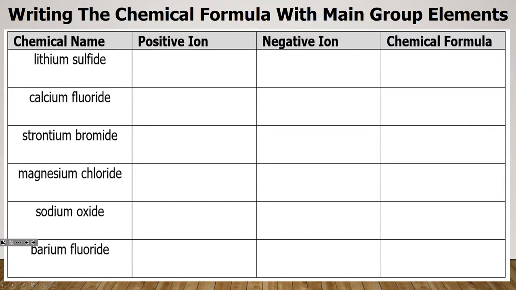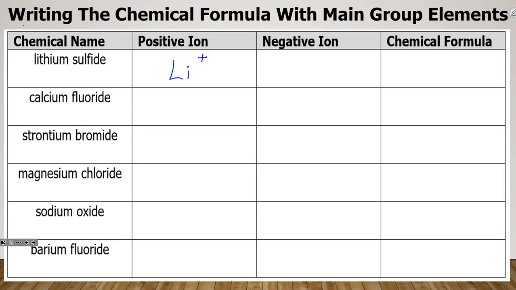When you go to write a formula on these, it makes it really easy. So let's do these together. Lithium's in what column? First one. So it's going to be Li with a positive 1 charge. And we usually don't write the 1, but I'm just going to write the positive there. So now we're back to your grid.